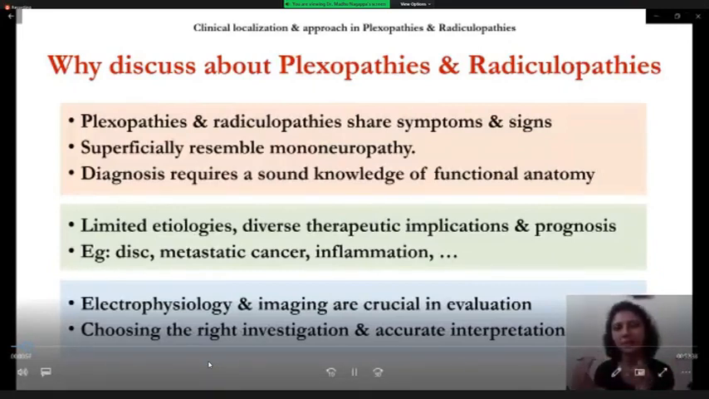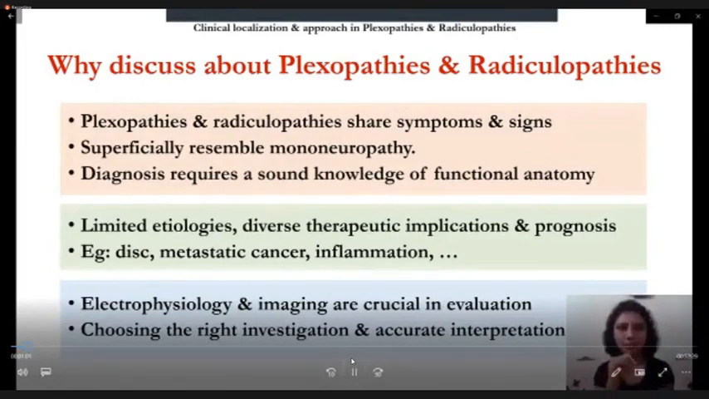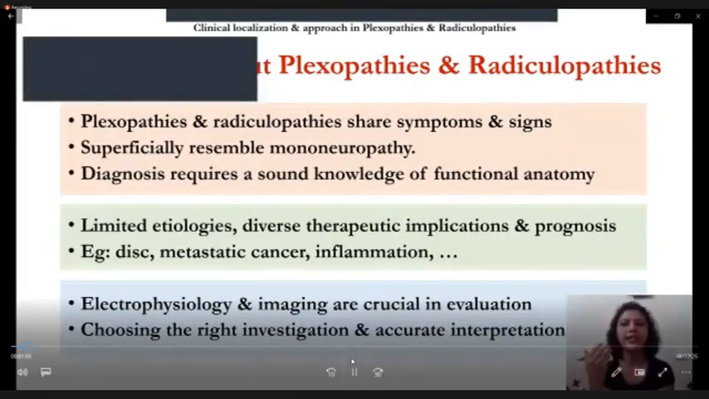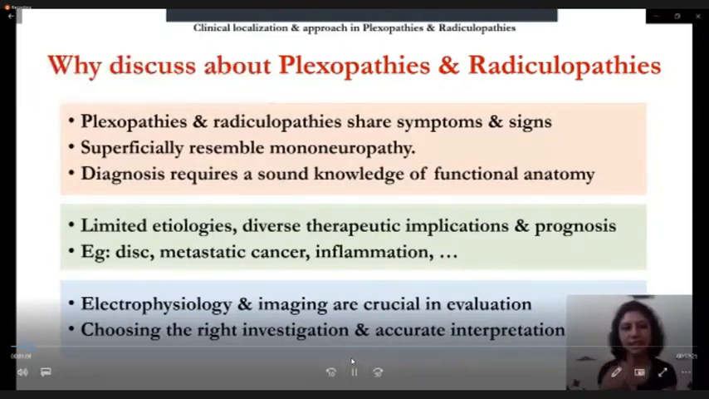the treatment and prognosis are rather diverse. Clinical localization is also important in order to carry out the next important step of deciding the investigations judiciously and also for interpreting the results accurately.